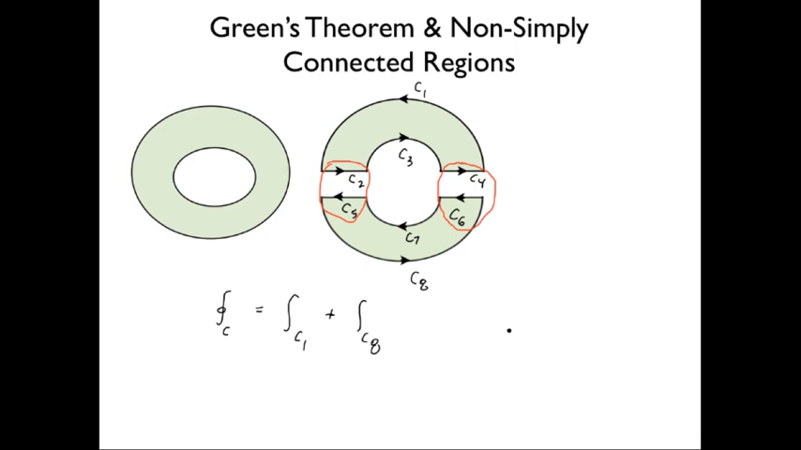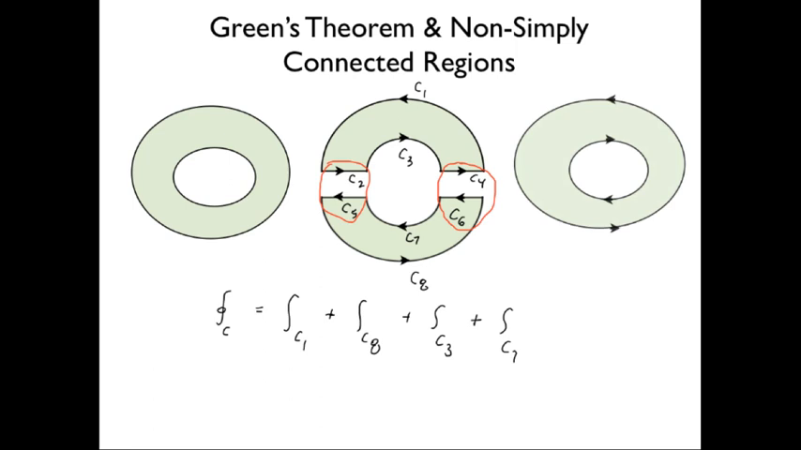Line integral of the outside loop, right? The line integral of the outside boundary, plus what? C3, and C7, which is what? The line integral of the inside. Okay, notice, why isn't it? So let's show that, when we put them back together.